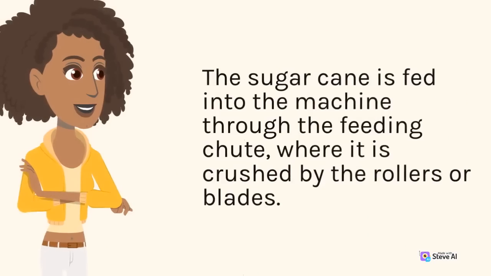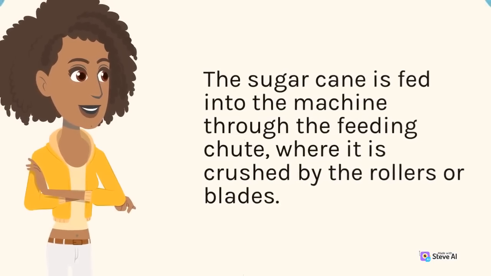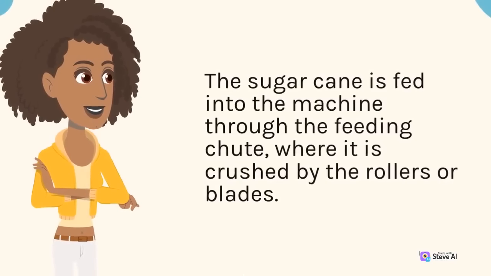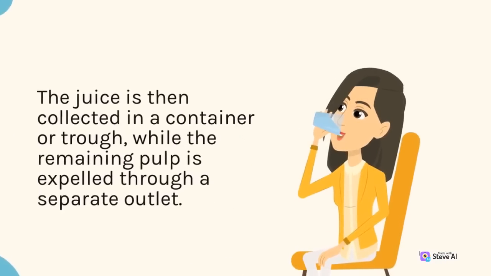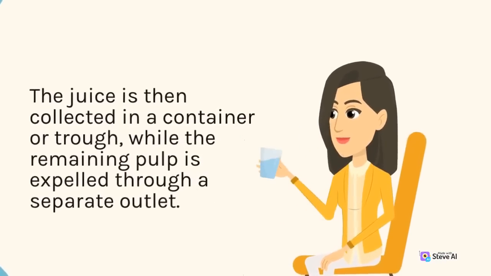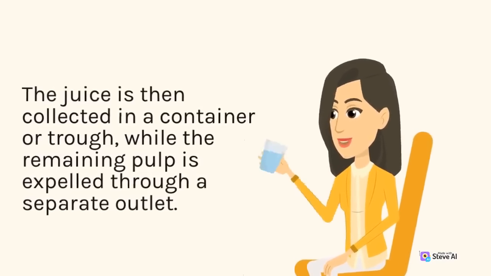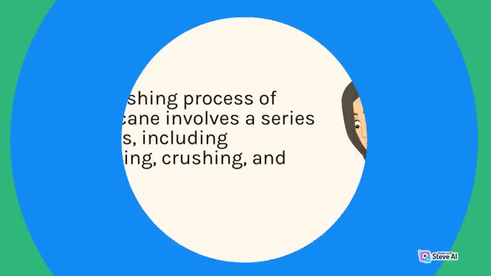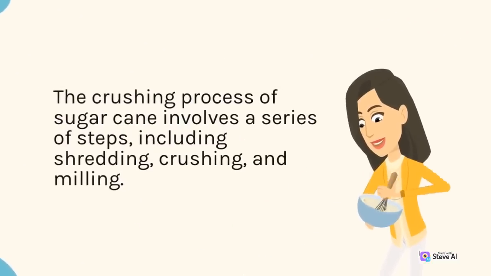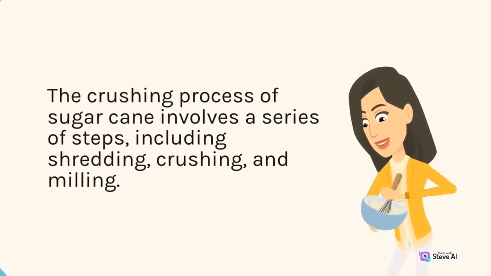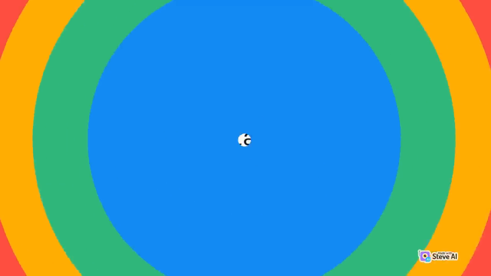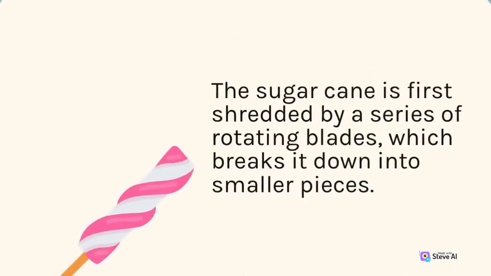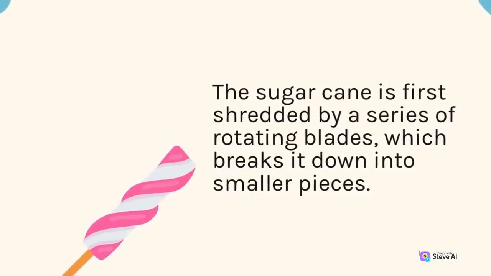The sugar cane is fed into the machine through the feeding chute, where it is crushed by the rollers or blades. The juice is then collected in a container or trough, while the remaining pulp is expelled through a separate outlet. The crushing process of sugar cane involves a series of steps, including shredding, crushing, and milling. The sugar cane is first shredded by a series of rotating blades, which breaks it down into smaller pieces.